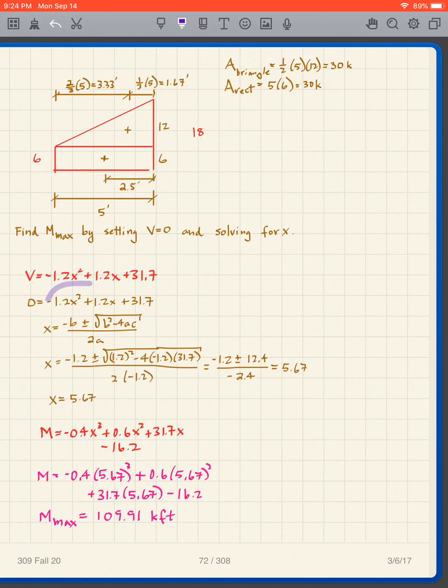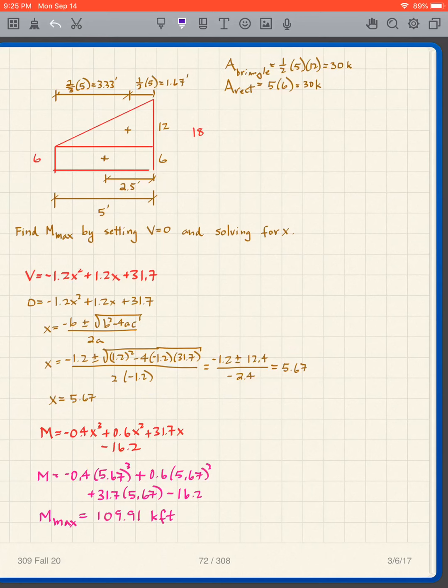I've got the quadratic equation here. You need to be able to solve this. You can use your calculator. You can do it by hand, however you want to do it. But we know the basic quadratic formula is this: x equals minus b plus or minus the square root of b squared minus 4ac, all over 2a. I can plug everything in, and I get that x is equal to 5.67. I get two answers, but the other one is outside my range. So I get x equals 5.67.